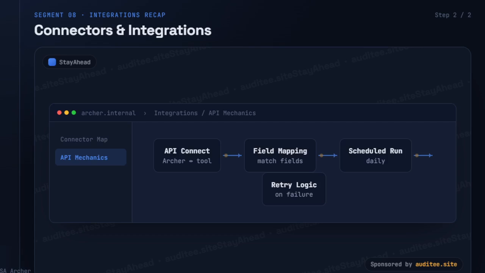Mechanically, an API, application programming interface, connects Archer to the outside tool, fields get mapped between systems, the feed runs on a schedule, usually daily, and failures are logged with automatic retries.